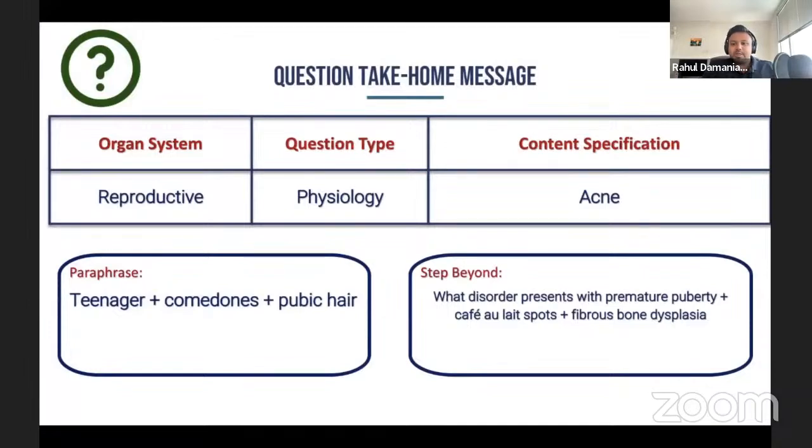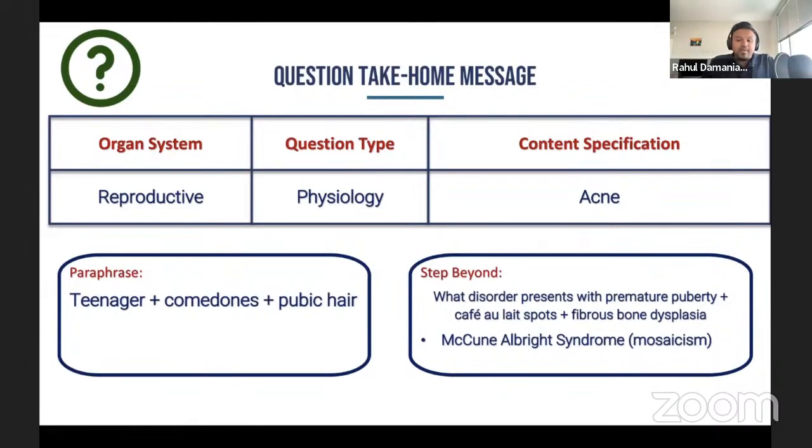What disorder presents with premature puberty, cafe au lait spots, and fibrous bone dysplasia? The triad of precocious puberty, cafe au lait spots, fibrous bone dysplasia? If you said McCune-Albright syndrome, you're absolutely correct. Whenever you think of cafe au lait spots, typically you want to knee jerk to neurofibromatosis. But whenever you see premature puberty and fibrous dysplasia of the bone, you're going to be thinking about McCune-Albright syndrome.